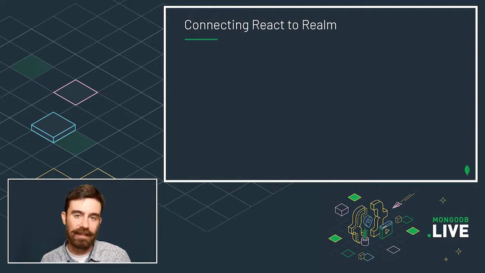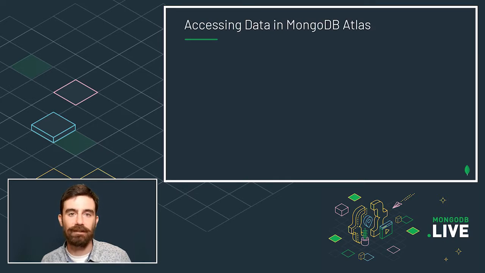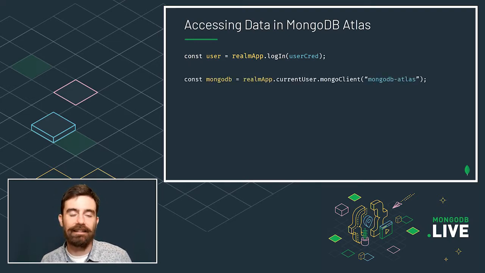How do we connect our React app to our Realm app? We import Realm, and we use our Realm ID to create an instance of a Realm app to use in our React app. We log our user into our Realm app, and now we can get a reference to MongoDB Atlas from our Realm app, and we're going to call that mongodb. This becomes very similar to how we would do it in a Node.js application.